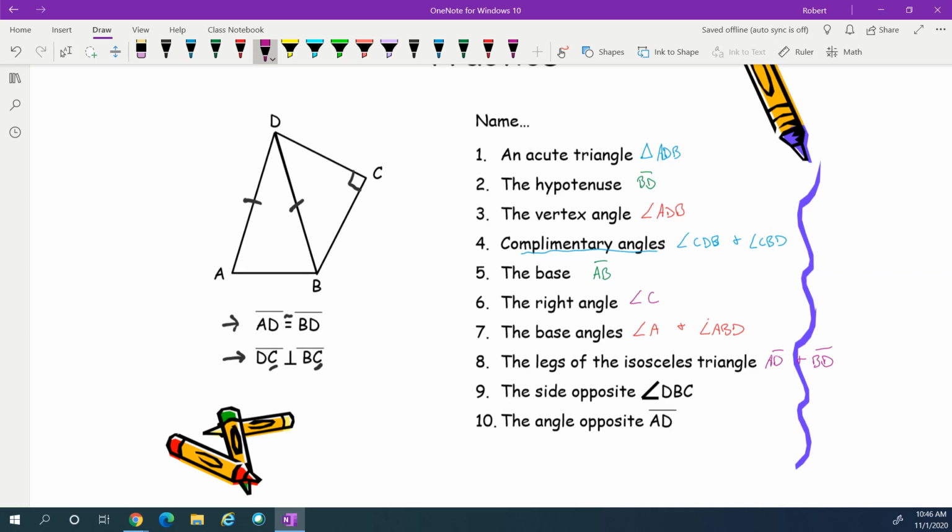And number 9, the side opposite angle DBC. Well, again, we have to find it. So DBC. Trace the letters in order. And we want the side opposite it. So I'm just going to draw an arrow coming out of it, and it's going to point to it. So it's DC. Segment DC.